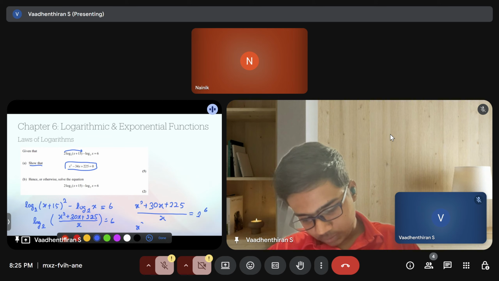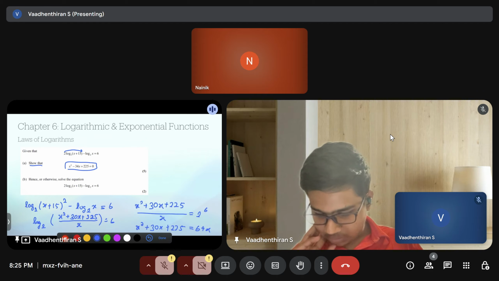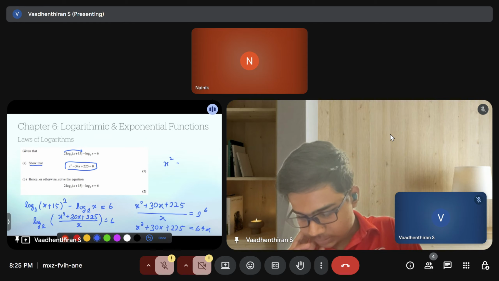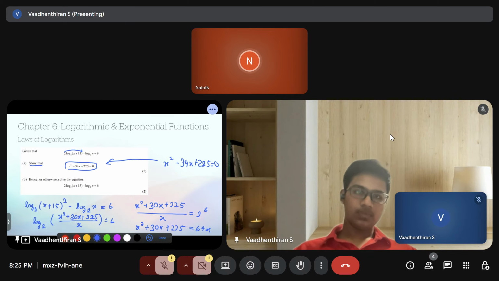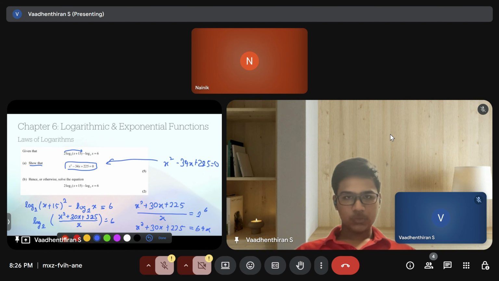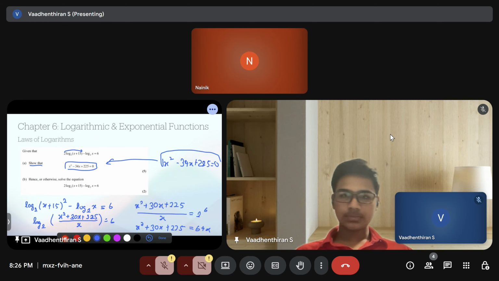So then you write x squared plus 30x plus 225 equals 64x. You move the 64x to the left side and then you can subtract. So x squared minus 34x plus 225 equals 0. We got the answer. Now it's asking us to solve it. Solve the equation, as in you need to solve for x. So you can just solve it using this quadratic.